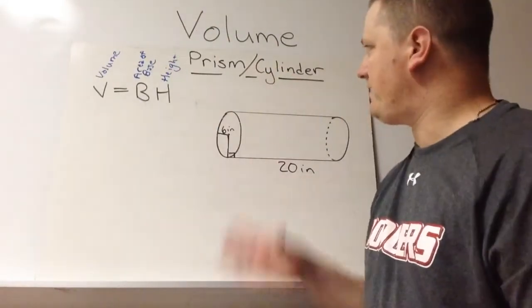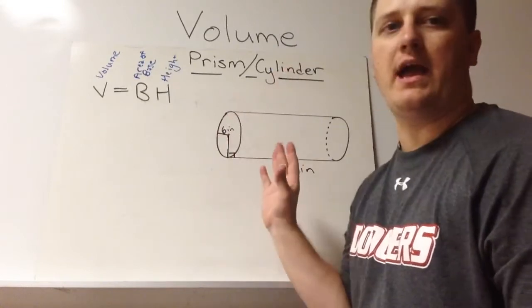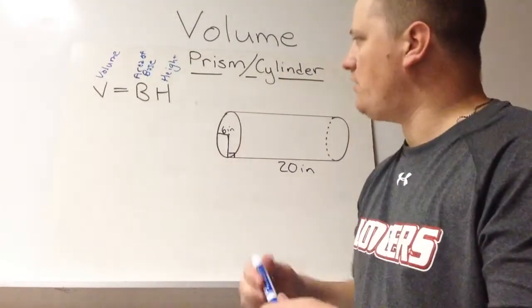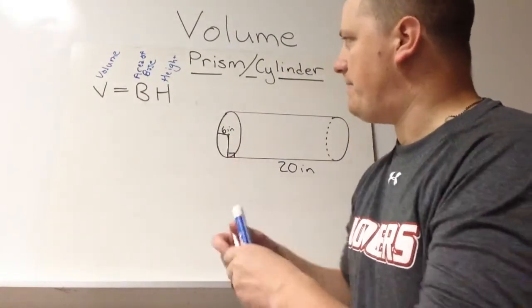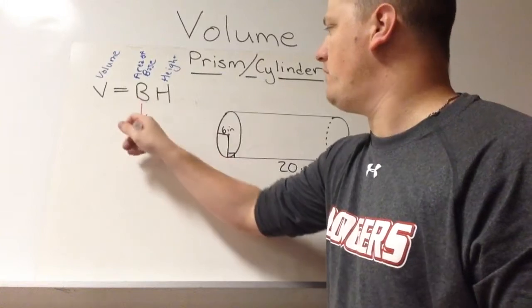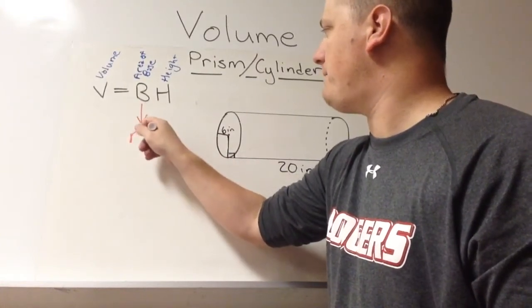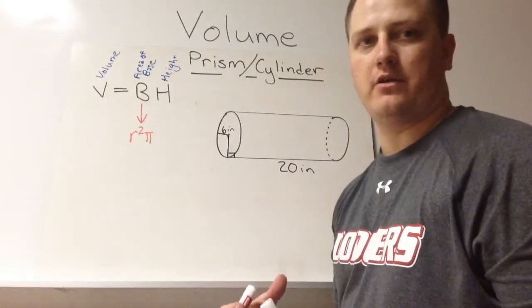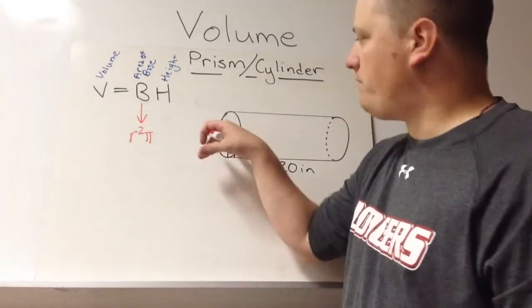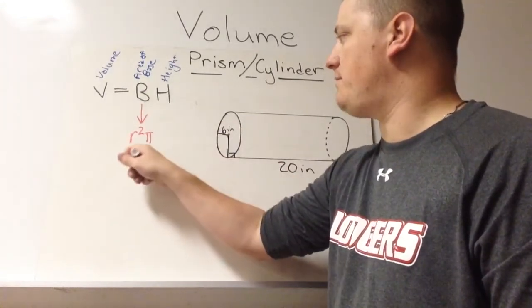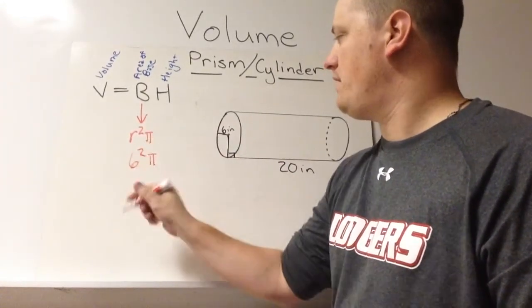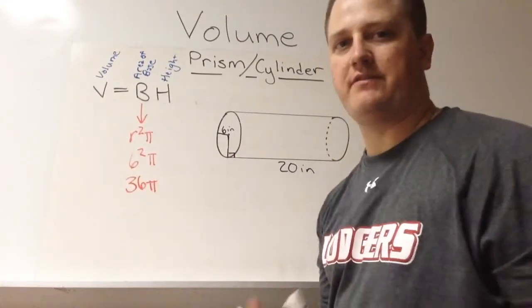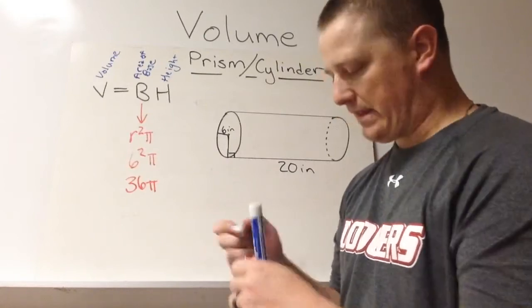So here I have an example. Now this figure is a cylinder. So the base is a circle. So to find the area of this base, we need to do r squared pi, because that's the formula for the base. So then we go, well, the radius is 6, so this is going to be 6 squared pi, which is going to give me 36 pi. Just to save time, I'm going to use the exact answer.